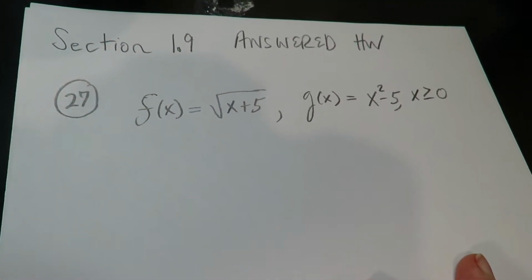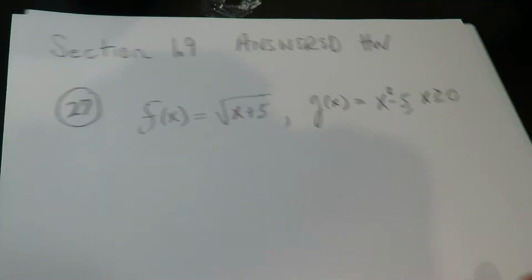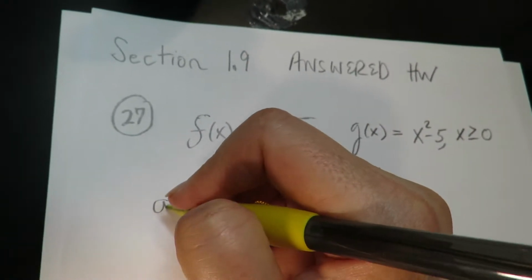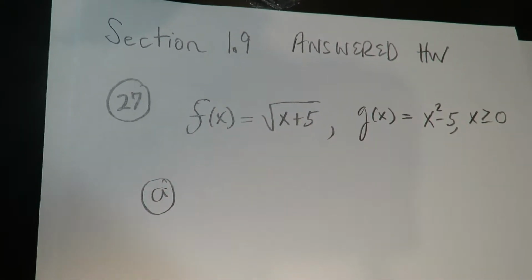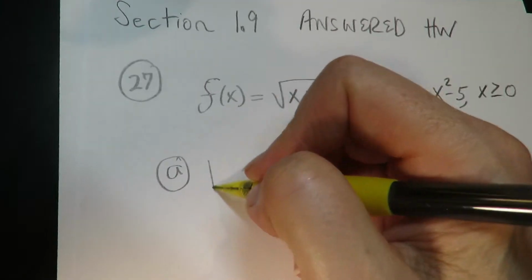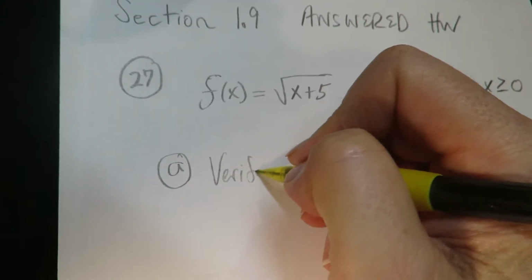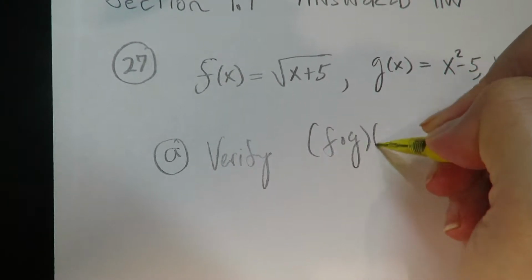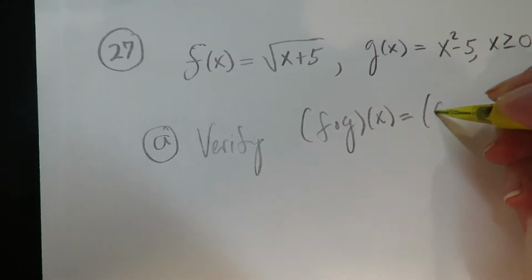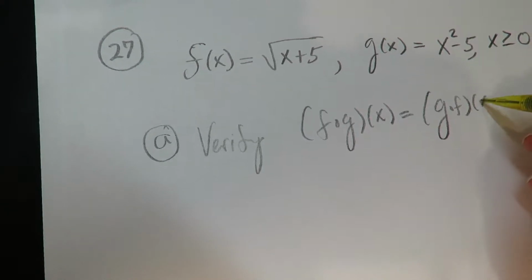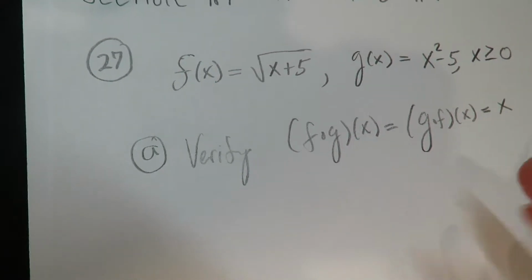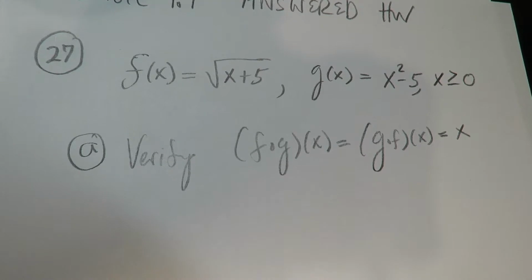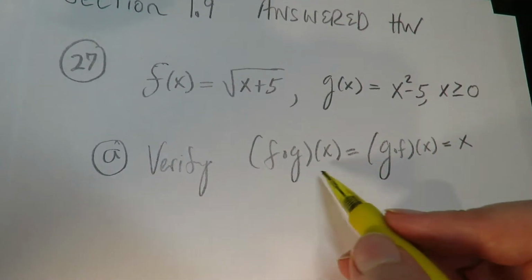Okay, gang, 1.9, number 27. Now remember, part A is a verify, not a find, right? So it's a different procedure. So verify is a composite. And you've got to show that it equals x. So I'm going to do this version.